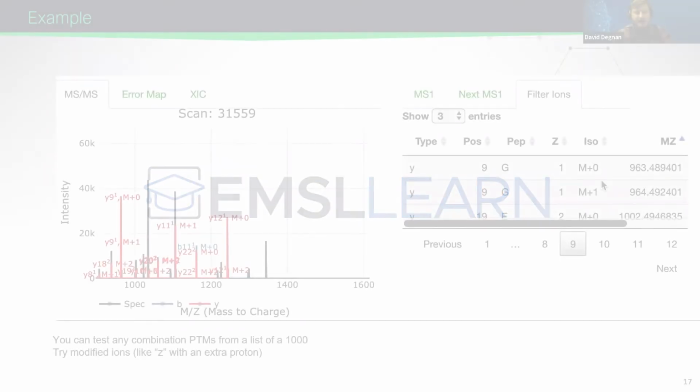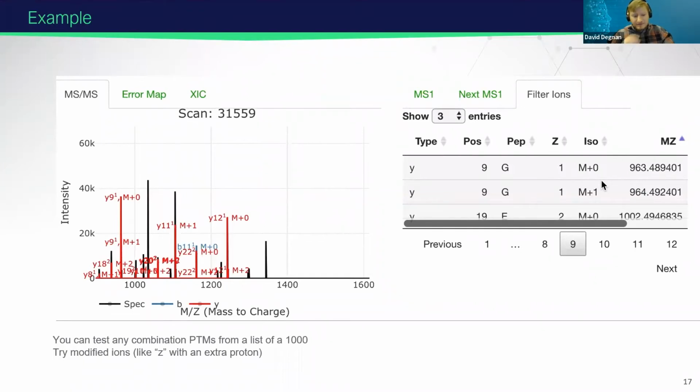Ions like a Z ion with a hydrogen added to it, or an extra proton, you can add that as well.